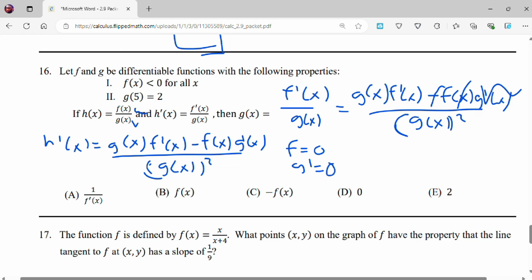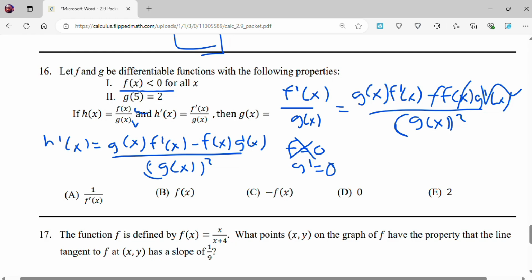Why is that? Because when you compare the two equations, one side has g prime, the other one doesn't. So in the side that does have g prime, the product has to equal 0. So either f of x equals 0 or g prime equals 0. However, the question tells us f of x is less than 0, so we know it cannot equal 0. So that means g prime has to be 0.